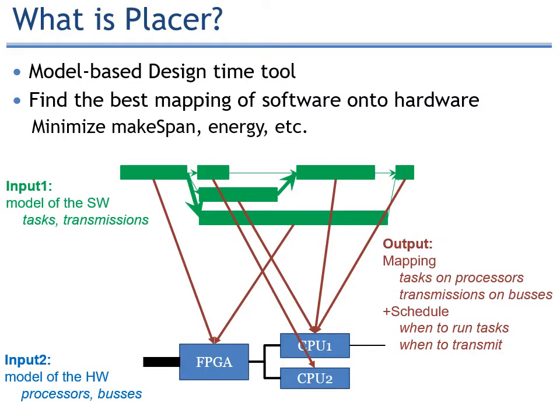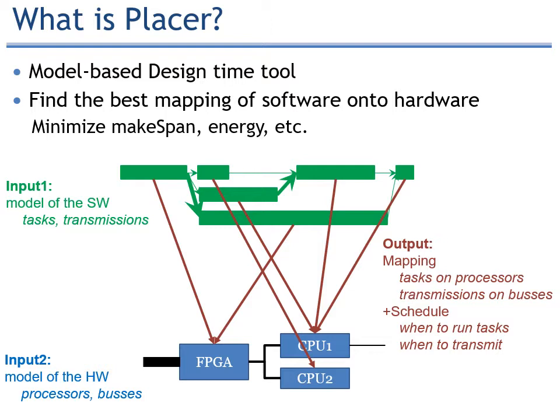So Placer is a model-based tool. It inputs some high-level model that tells how long a task lasts and what the structure of the task is, etc. And with some level of abstraction, as for any modeling language, it finds a mapping, so where tasks execute and when they have to start in order to minimize some global objective. The global objective can be the global runtime, the global energy consumption, or both.